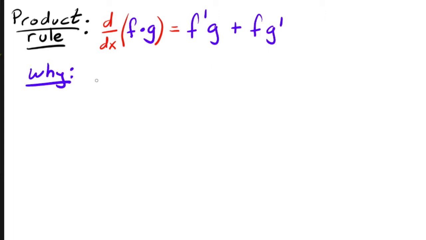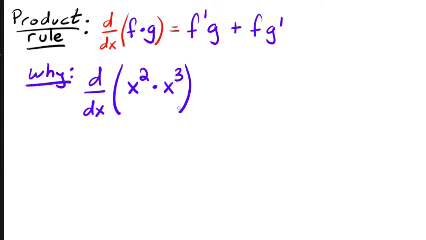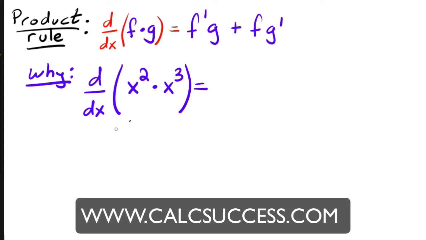Because you might be thinking, well, if I'm getting, for example, the derivative of the product of two functions, let me just make up two functions. How about x squared times x to the third? Why can't you just get the derivative of each one and then multiply them? So let me show you both ways.